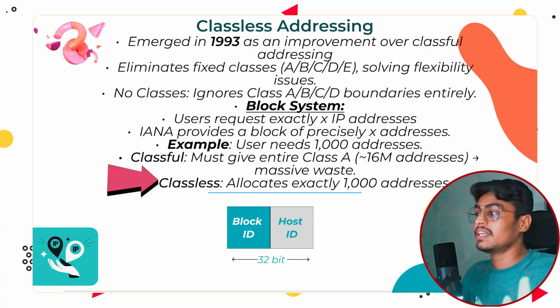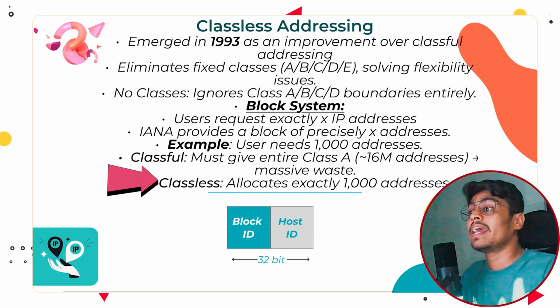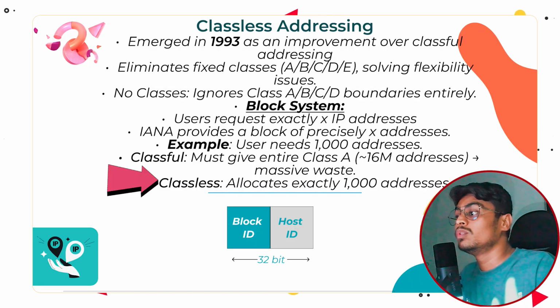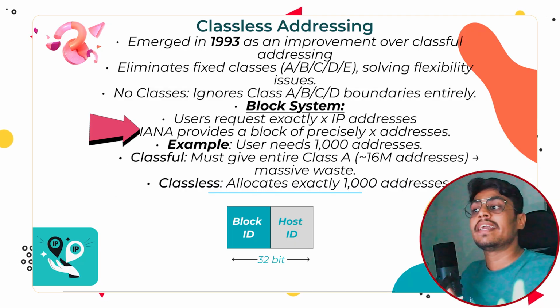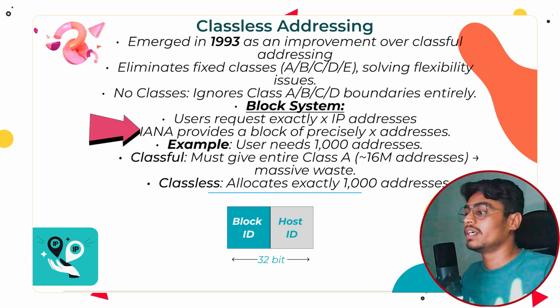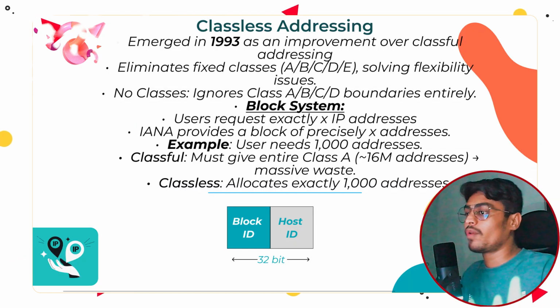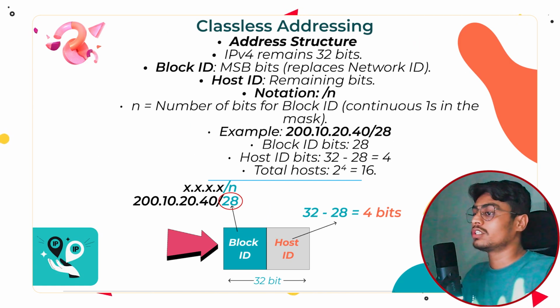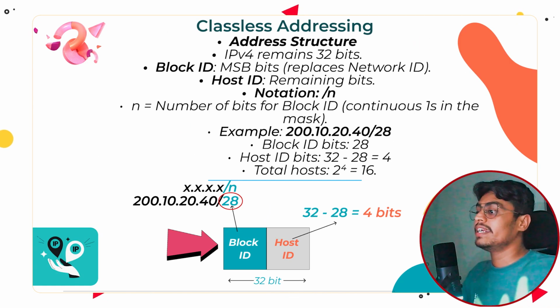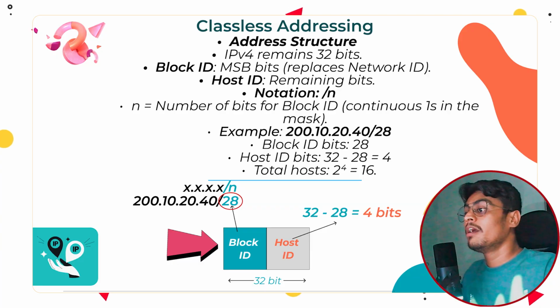In classless addressing, wastage of IP addresses is very minimal because whatever the user demands, I provide a block of that exact size. This is handled by IANA, Internet Assigned Numbers Authority. The block size that the user demands will be provided to them. Now, what does block mean here? We have block ID and host ID. Earlier we had network ID and host ID in classful addressing, but here we have block ID and host ID.